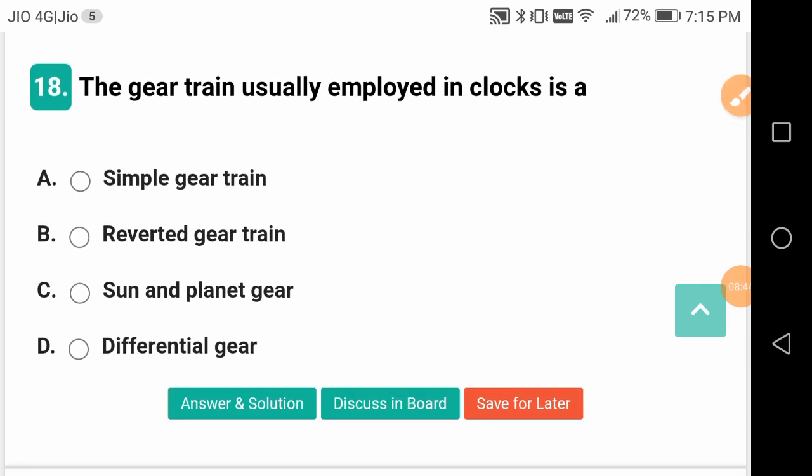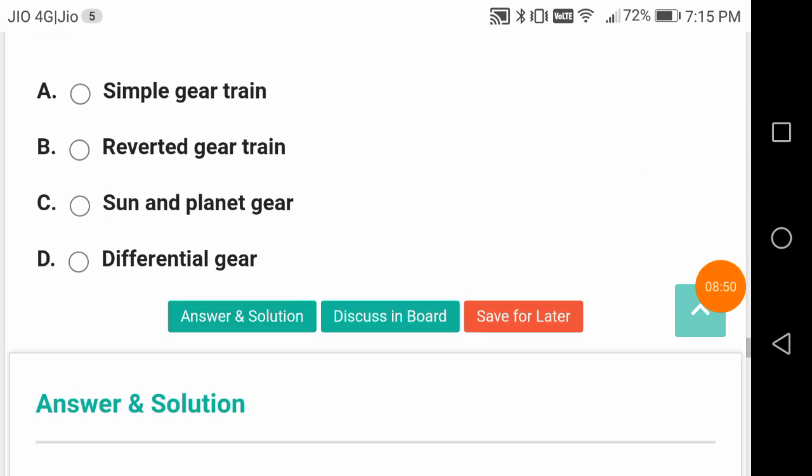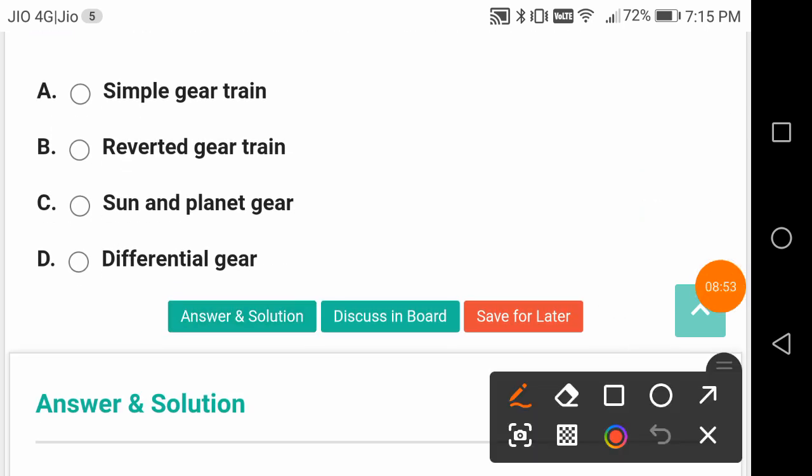The gear train usually employed in clocks is a reverted gear train. Just now I was referring to it, friends. It is reverted gear train.